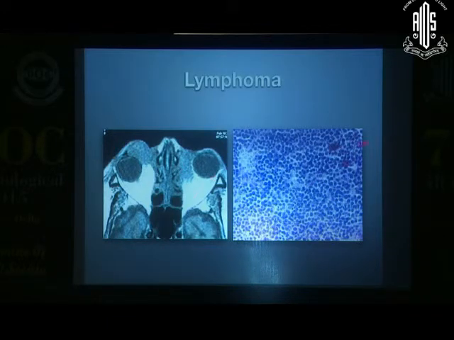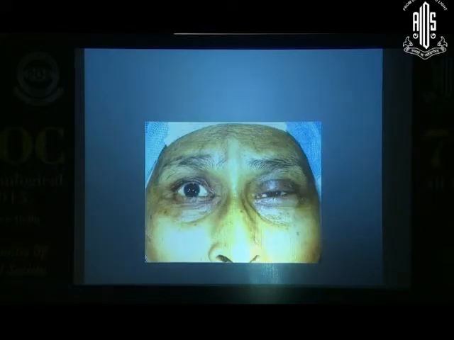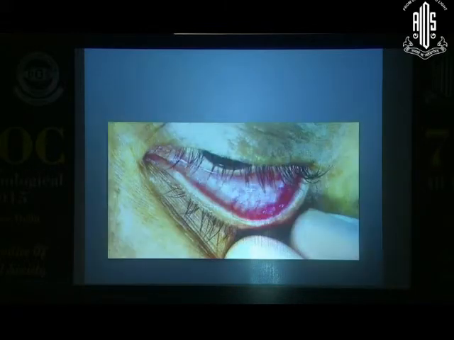You can see sheets of monomorphic tumor cells. This is a lymphoma. If it's a bilateral lymphoma, you do chemotherapy. If it's unilateral, there are more chances that he'll do well with radiation. Another patient with a lymphoma presented with just unilateral involvement of upper and lower eyelid.